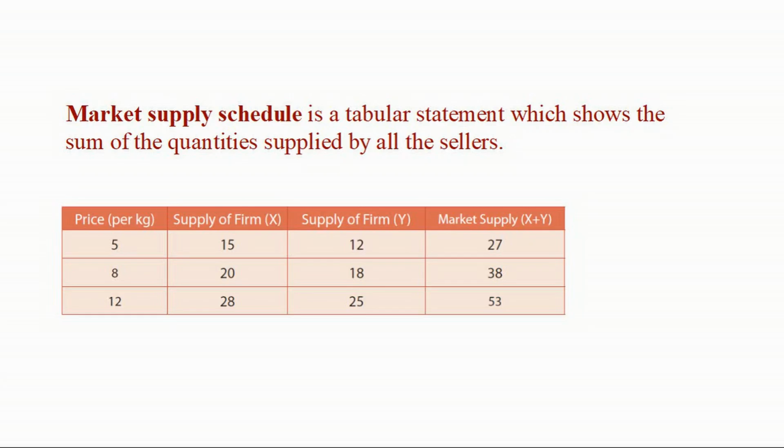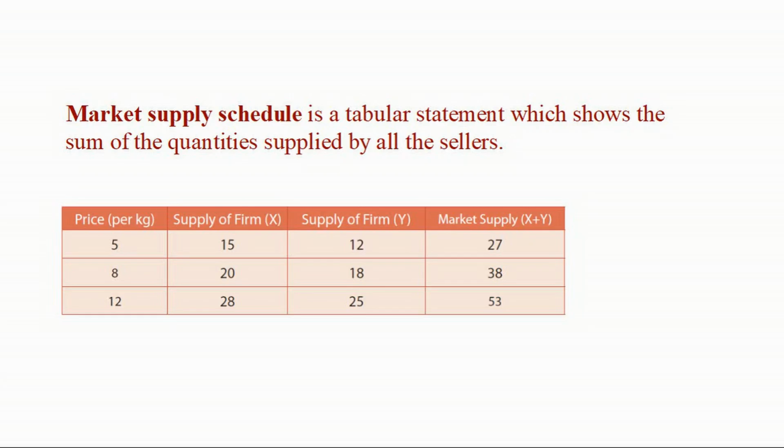For example, in order to show how we get the market supply, here we have two firms in the market, firm X and firm Y. Each firm supplies different quantities in the market at the corresponding price. At price 5, the quantity supplied of firm X is 15 and the quantity supplied of firm Y is 12.